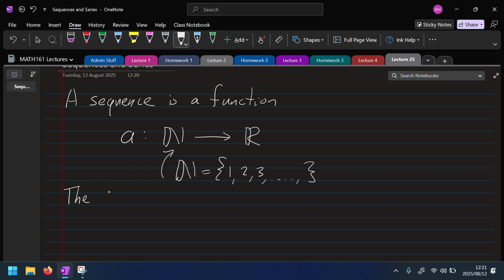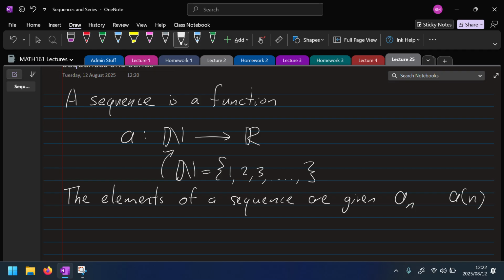The elements of a sequence are given by a subscript n. Usually when we have functions, we have f of x. But in particular for sequences, instead of saying a of n, like a function, we just put the n in the subscript. So we have a sub n, that is the sequence element.